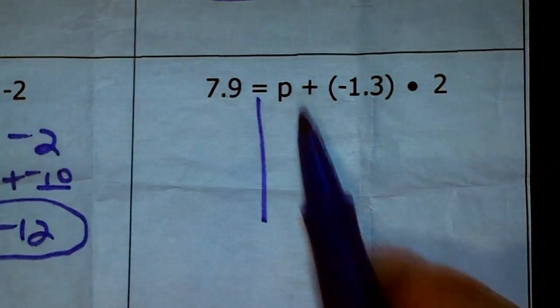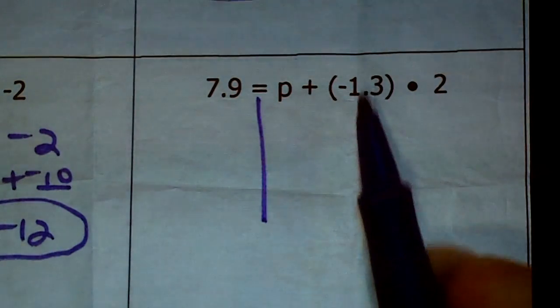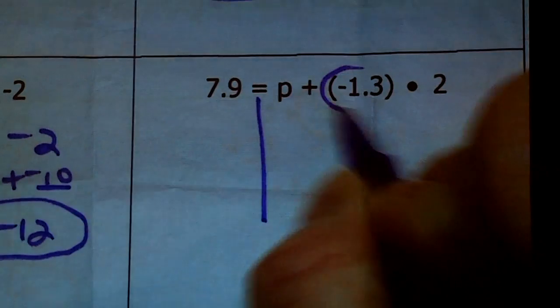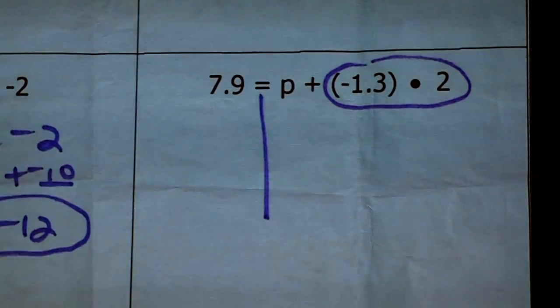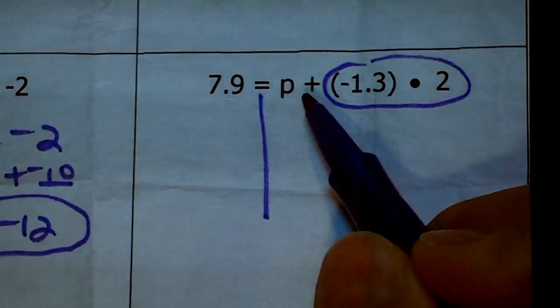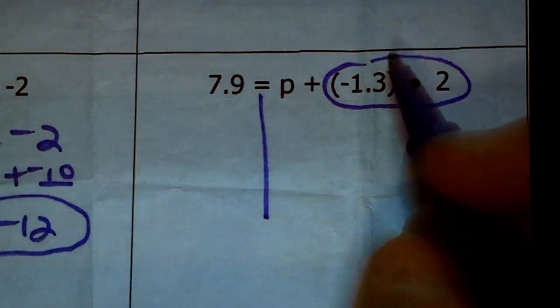Okay, now here we go. A lot of people will want to add those first, like, oh, well, let's add a 1.3. Don't do that. Take care of this multiplication first. It's kind of like combining like terms, except there's multiplication going on. You have to multiply these before you can do any addition. That's what order of operations says.